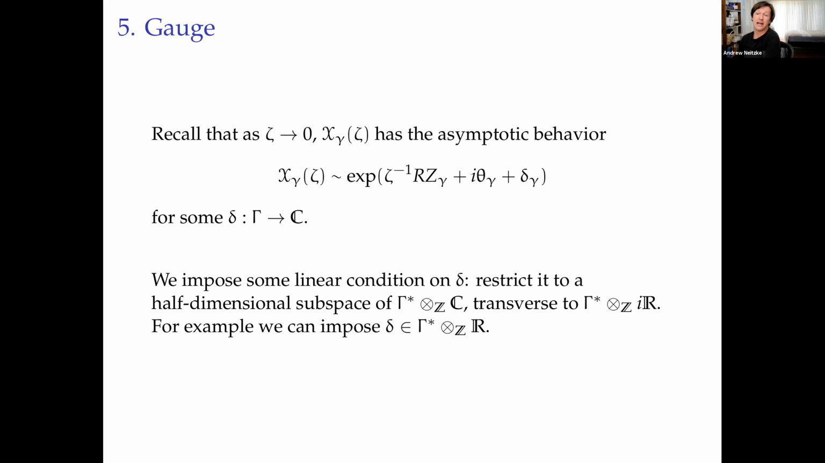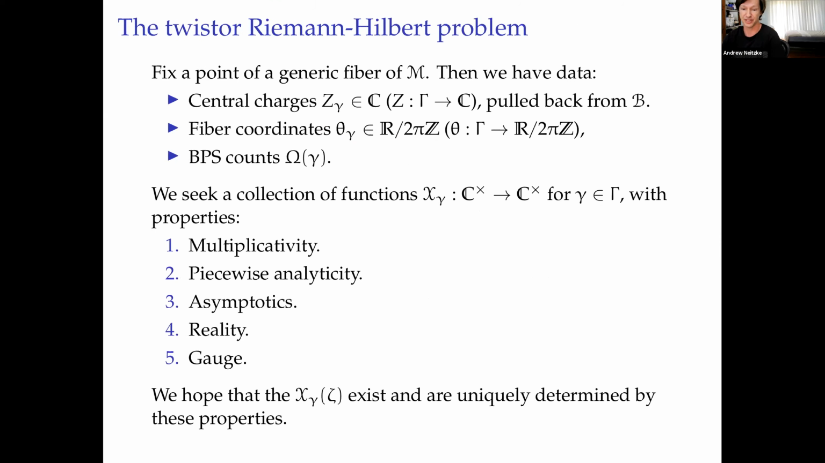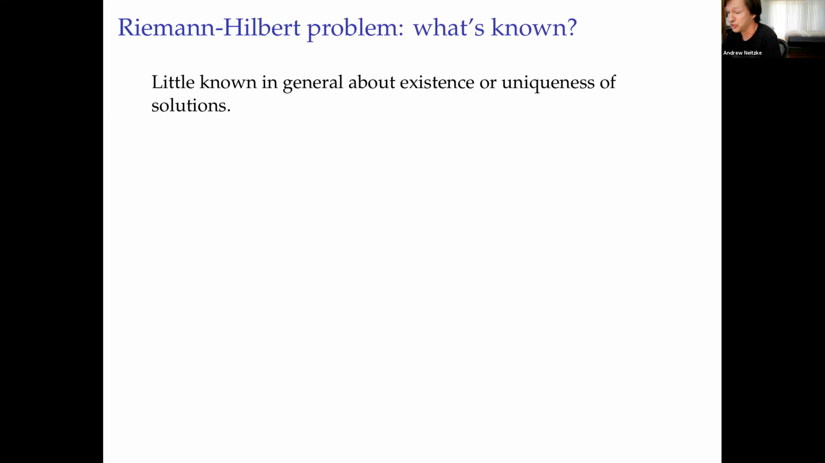Now I've formulated this Riemann-Hilbert problem with these 5 conditions. The conjecture is that by solving this problem, you'll get a construction of a hyperkähler manifold, for example, a moduli space of Higgs bundles. But that's a conjecture, so we should ask, what's actually known about the solutions? I think little is known in general about the abstract problem. It's clear that they can't exist without some conditions on these omega gammas. You don't want them to grow too fast.